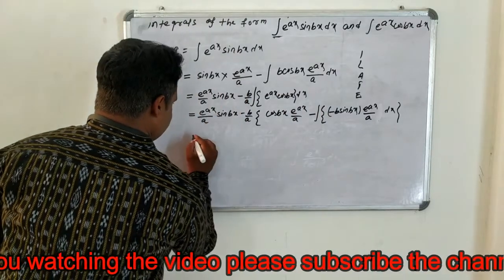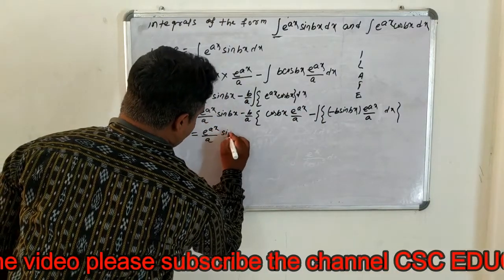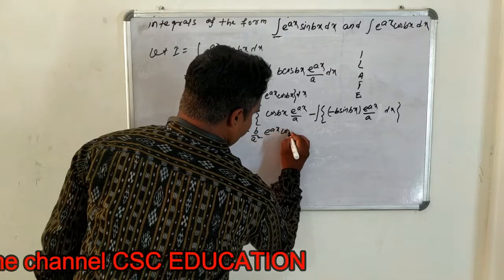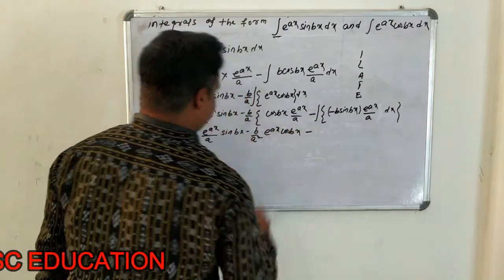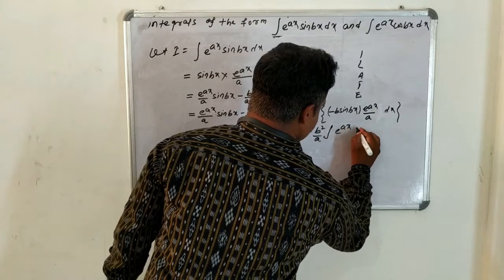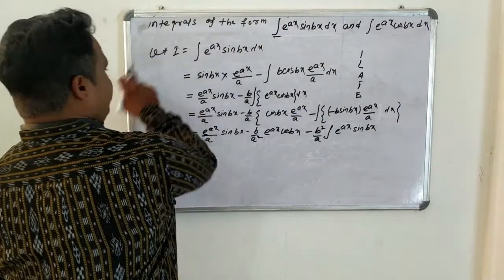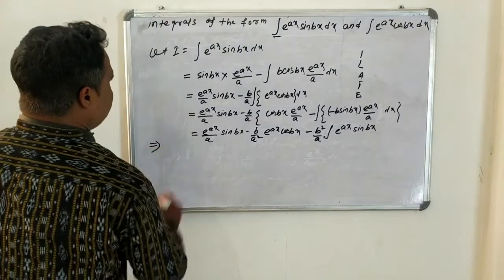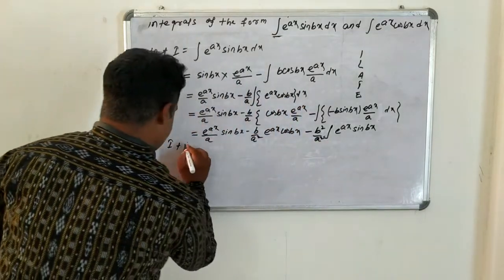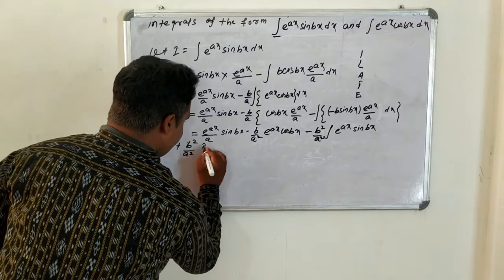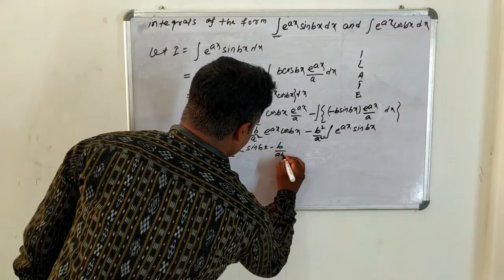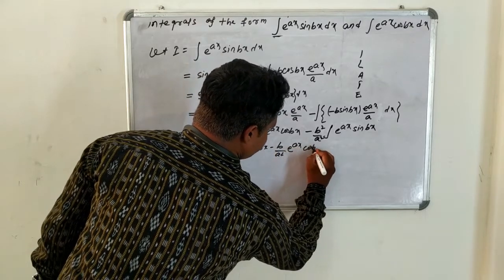Now this value equals e to power ax by a sin px minus p by a square e to power ax cos px, minus, it's minus here, p by a times p by a, that means p square by a square, the integral of e to power ax sin px dx, which is the given part, your I. So on the left hand side the value is I plus p square by a square of I, equals e to power ax by a sin px minus p by a square e to power ax cos px.